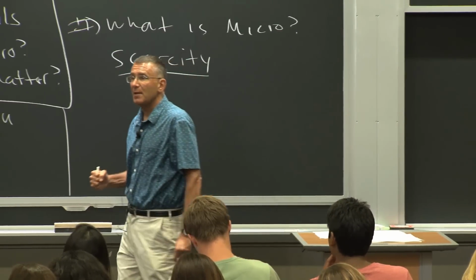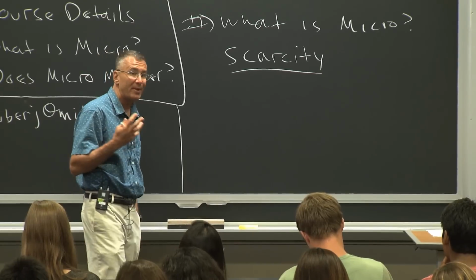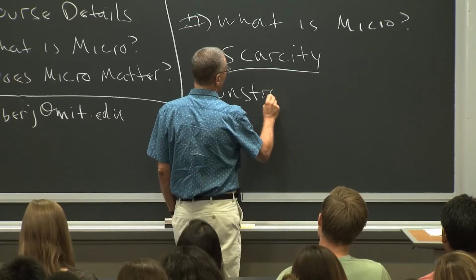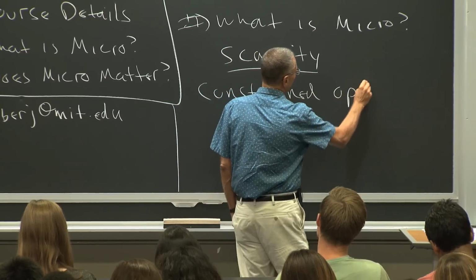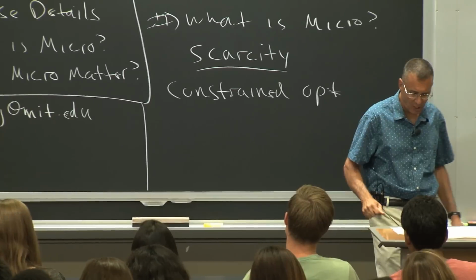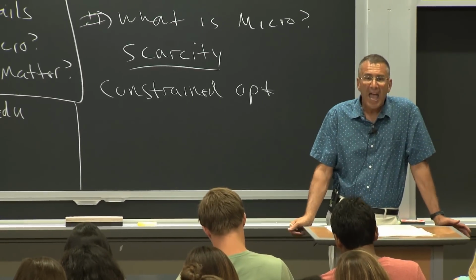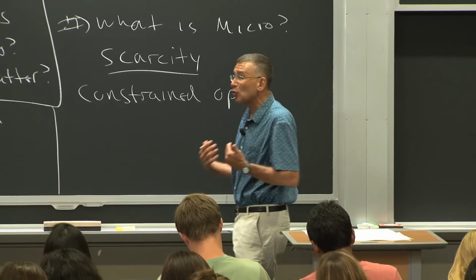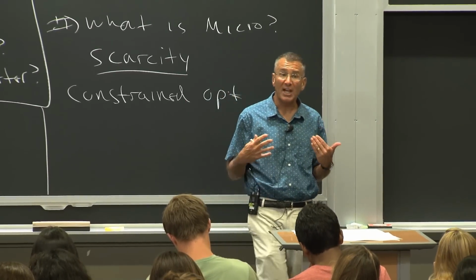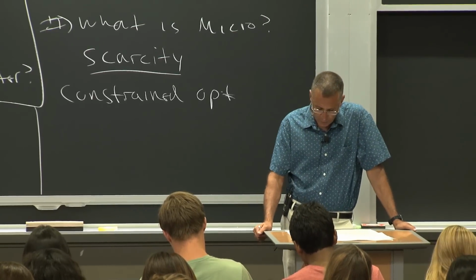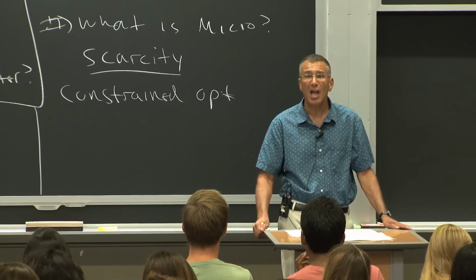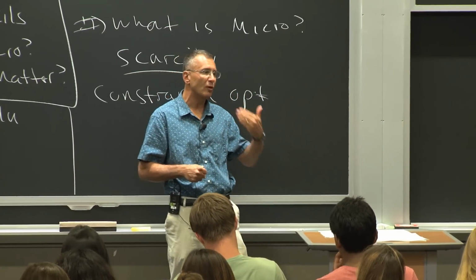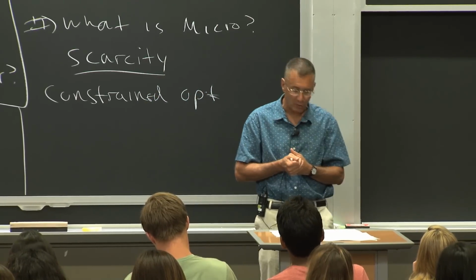And scarcity is key because really microeconomics is about something that should be near and dear to the heart of this engineering school. It's about constrained optimization. It's about how individuals and firms assess the trade-offs they face in making themselves as well off as possible, subject to the constraints that they have in terms of their resources. That is, economics is all about trade-offs.